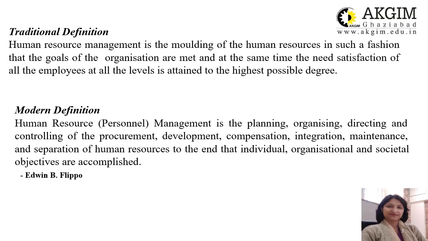The modern definition is given by Edwin B. Flippo. Although we have many authors who have given very specific and precise definitions of HR, here it is Edwin B. Flippo who says that HR management is the planning, organizing, directing and controlling of the procurement. That means you control the procurement, then you develop your human resource, then you compensate them accordingly, integrate them with all the levels of the organization, and take measures to maintain them. And finally, when they exit from your organization, when they get separated, you need to find out the reasons and have a decent exit of a human resource from the organization, so as to achieve individual, organization and societal goals.